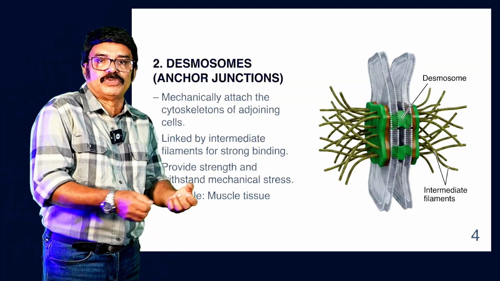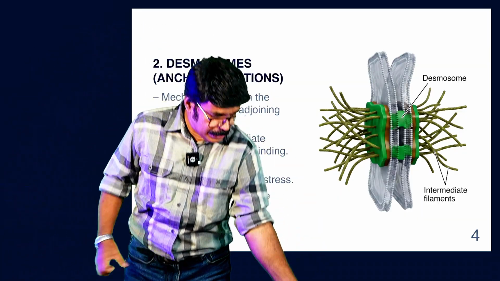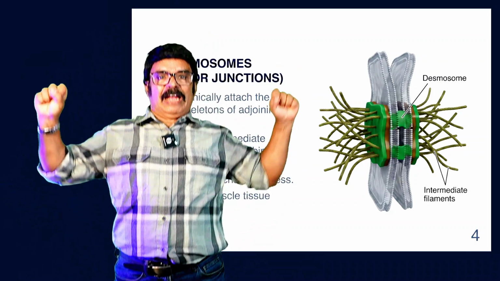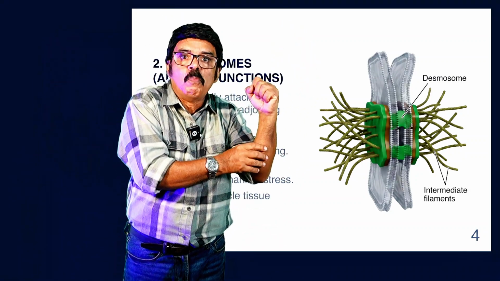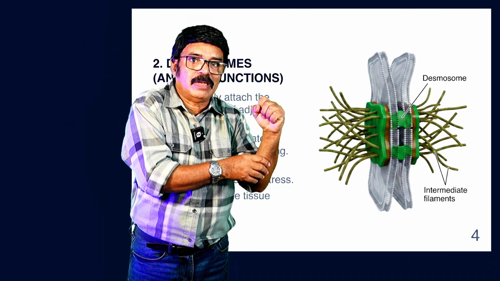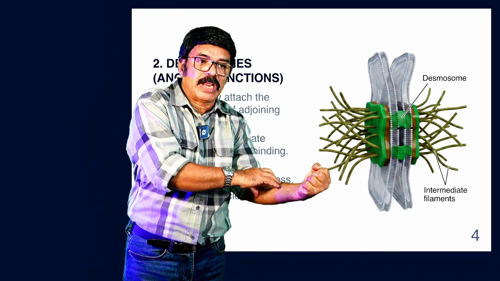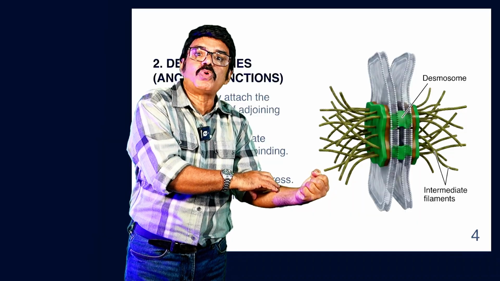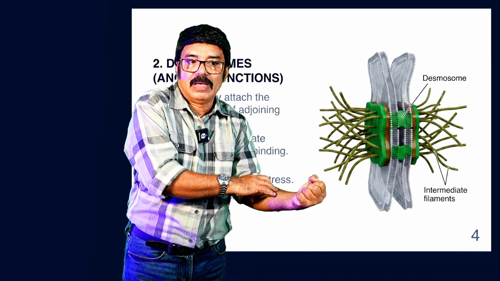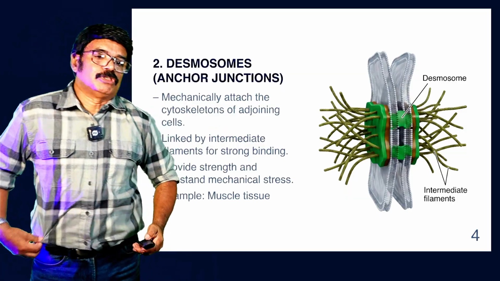Example, muscle tissue. It's very difficult, because the reason is that muscles have to bear tension. You know what I mean? Muscles have to bear a lot of tension, otherwise they will be broken away. Clear? That never happens because of these desmosomes.